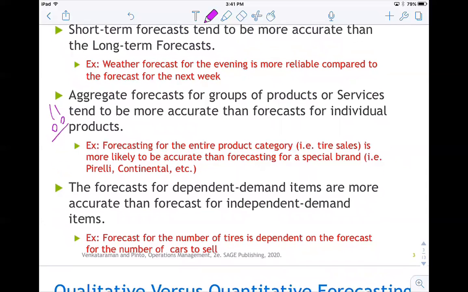The last best practice is that forecasts for dependent demand items are more accurate than forecasts for independent demand items. Well, first of all, what is a dependent demand item and what's an independent demand item? An independent demand item is the final actual sale of a product or service that you are offering to your customer. It could be the finished cars, for example, that you are selling to the customer. And the dependent items for that finished car would be the number of tires, number of engines, or number of transmissions that you are sending with that car. So if you have a forecast for the number of cars that you are selling, then you would have a forecast for the number of tires that you are going to be selling as well, right?